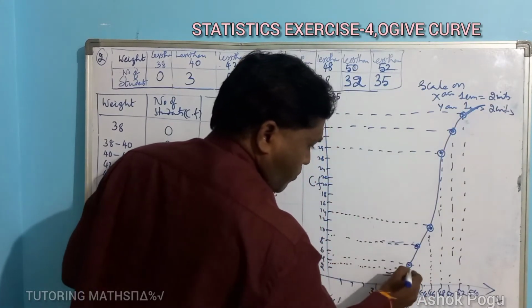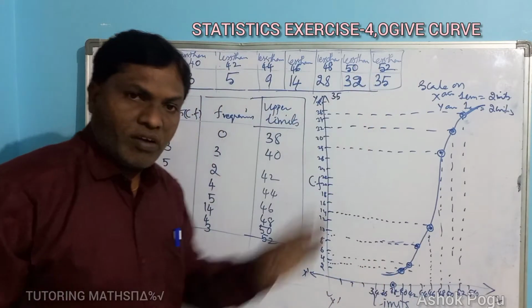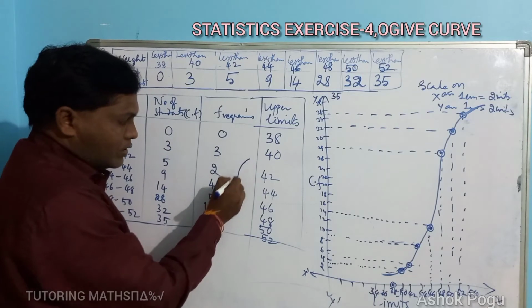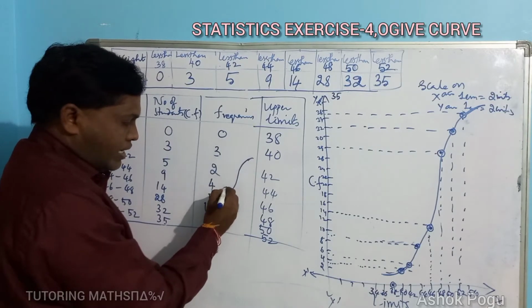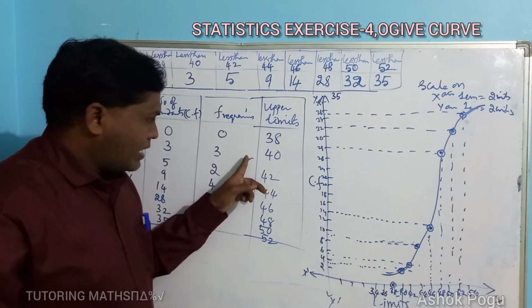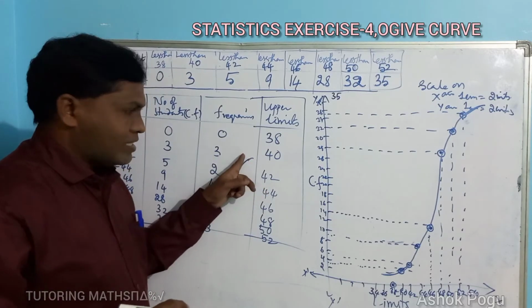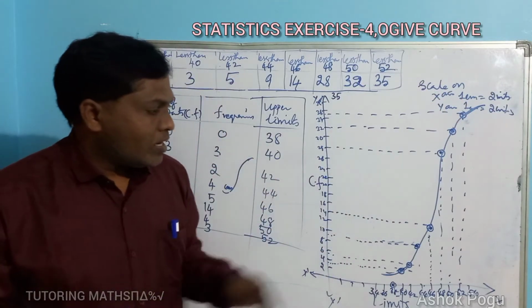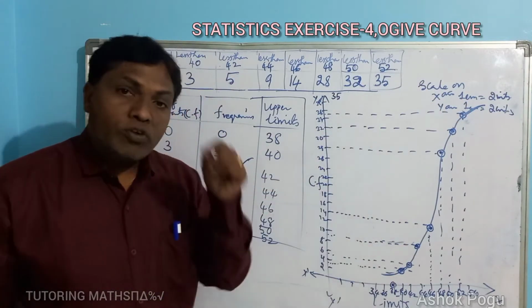Once observe this Ogive curve. Already I have told you in the introduction of Ogive curve, the shape will be like this. Here convex and here concave. Convex, concave shape. So this is called Ogive curve. With the help of this Ogive curve, we have to find the median.